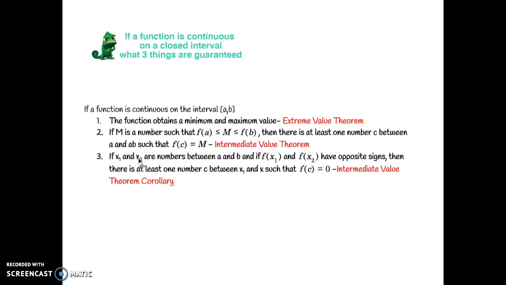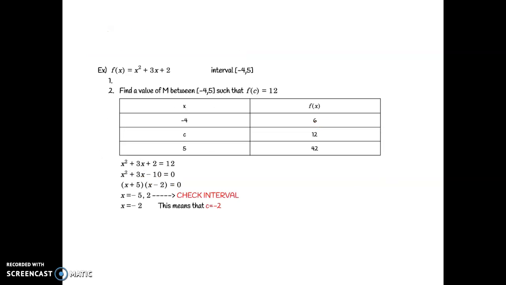If x sub 1 and x sub 2 are numbers between a and b, and if f of x sub 1 and f of x sub 2 have opposite signs, then there is at least one number c between x sub 1 and x sub 2 such that f of c is equal to 0. This is the intermediate value theorem corollary. Let's take a look at examples of these theorems.